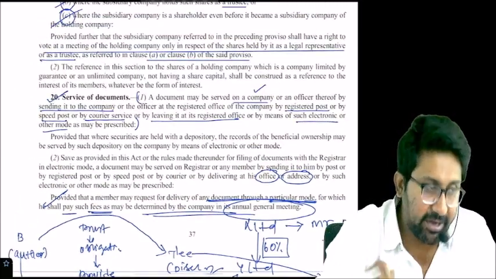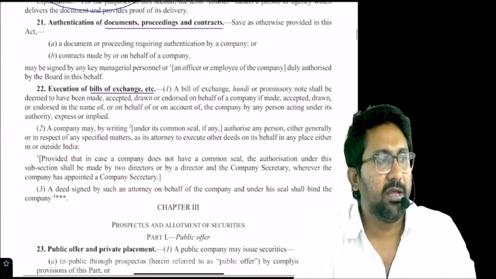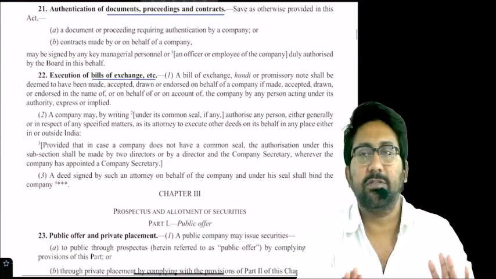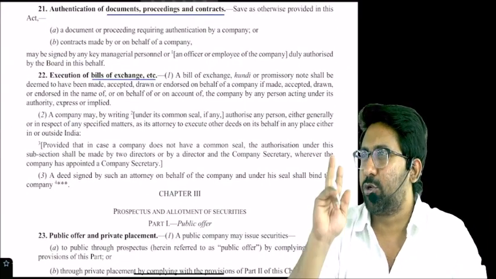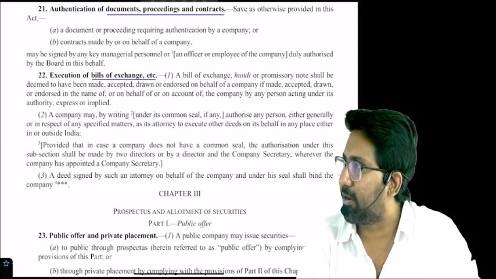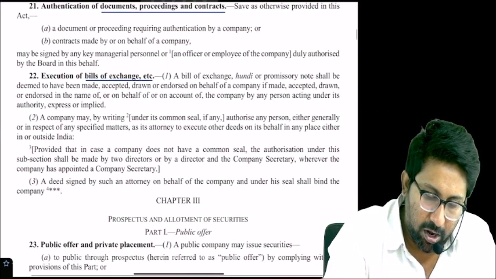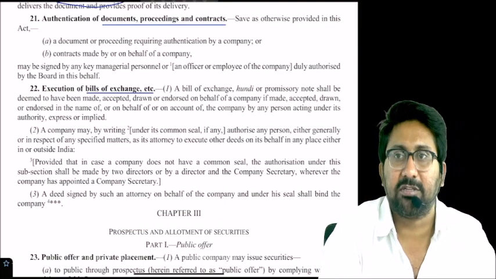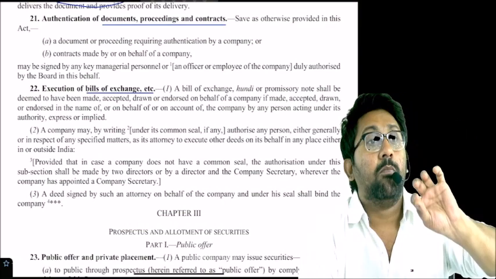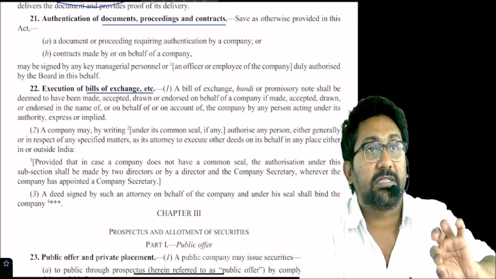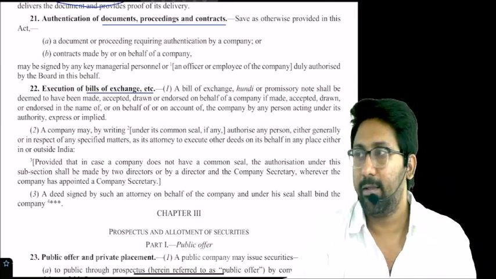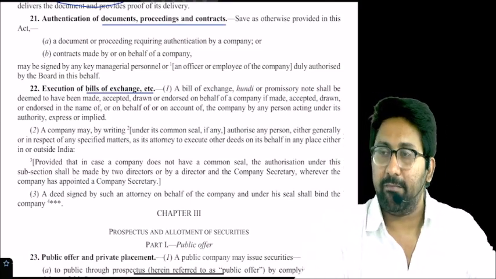So now we completed another section, section number 20. 20 is also completed. Last two sections are there for us, 10 minutes each. Please see what is the 21st section, everyone. Authentication of documents, proceedings and contract. More complicated ones are 21 and 22. Let us see what they are.